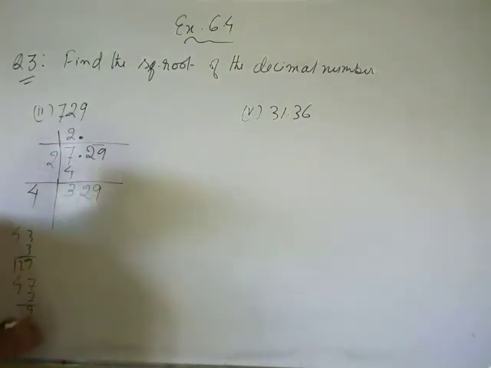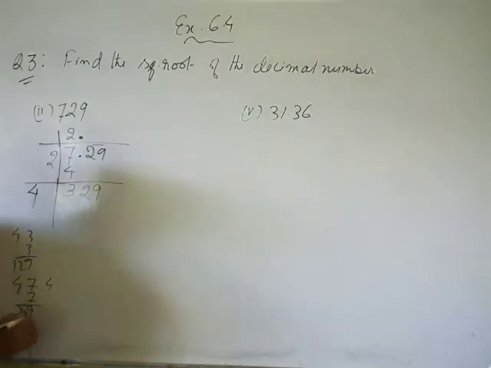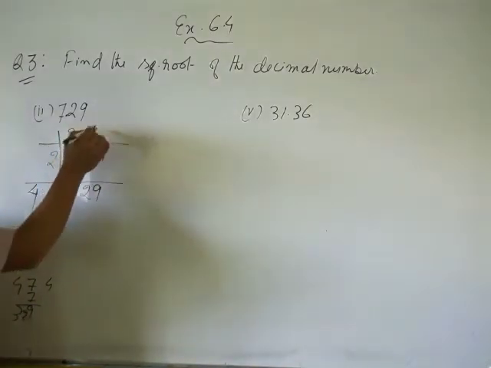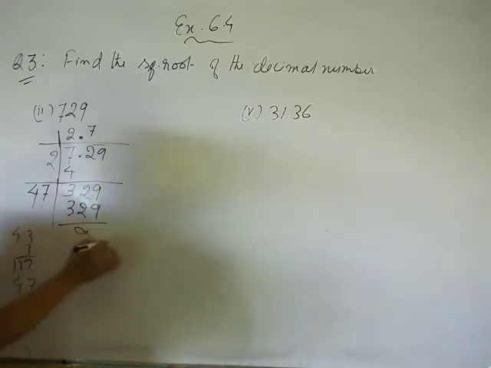7 7s are 49. 4 again. 7 4s are 28. 29, 32. We got here 32. Yes, that means we take 7. Here is 7. Then we get 3 9 2 9 here and finish the operation.